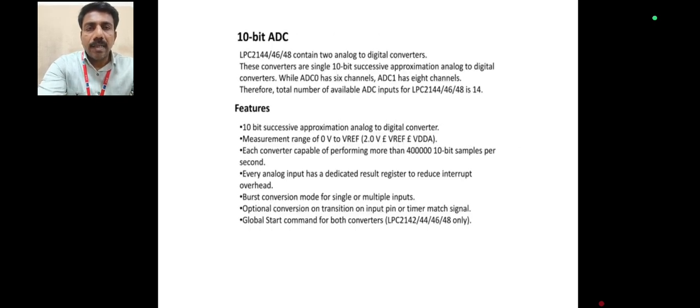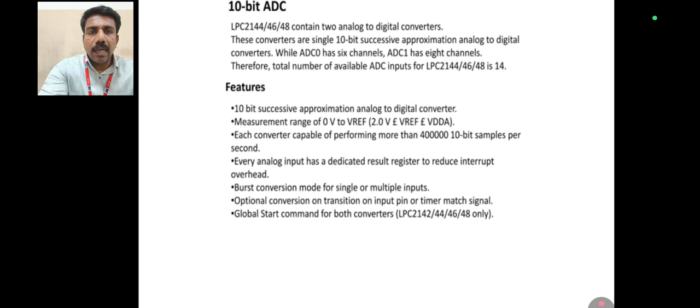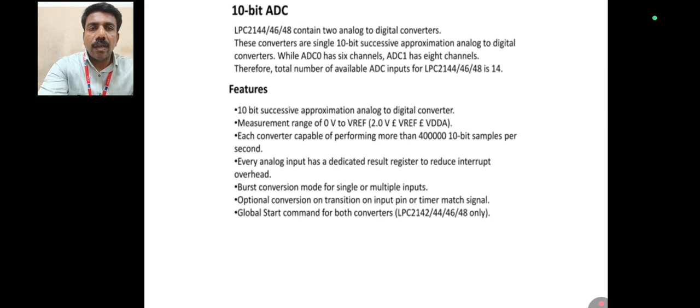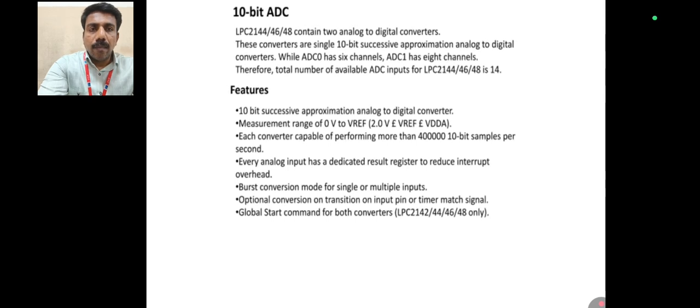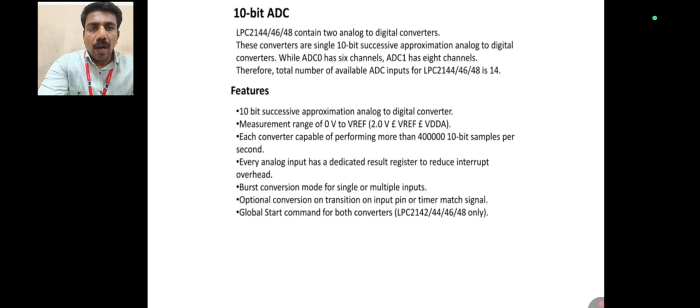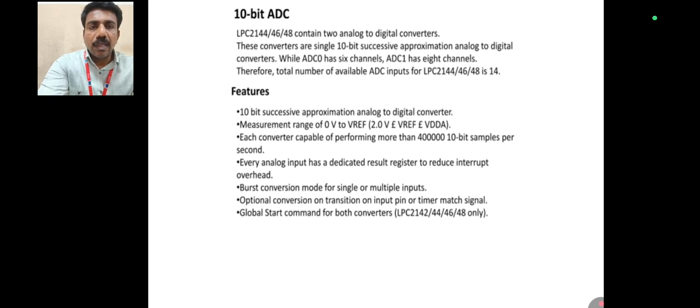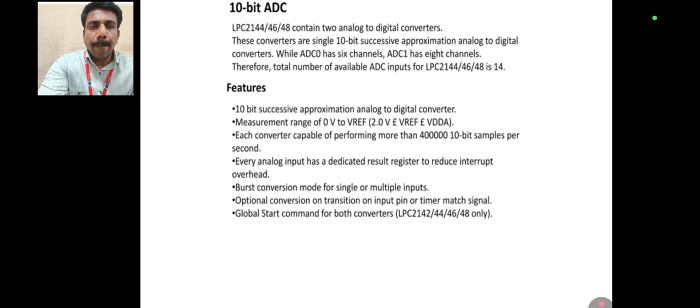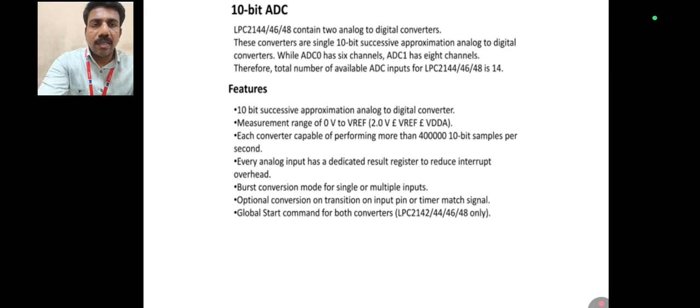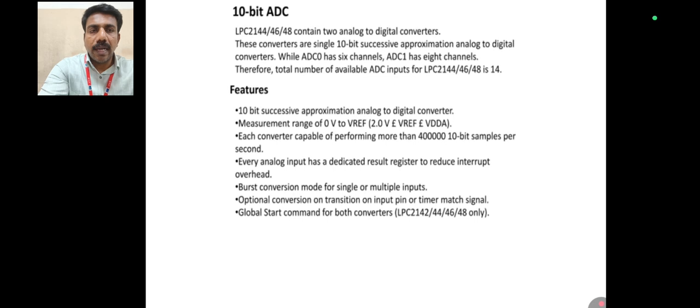Next, ADC. ADC, as we all know, is an analog to digital converter. The ARM processor has a 10-bit analog to digital converter, out of which there are two analog to digital converters. It is a 10-bit successive approximation ADC, which converts the analog signals to digital signals. The ADC 0 has 6 channels and the ADC 1 has 8 channels.